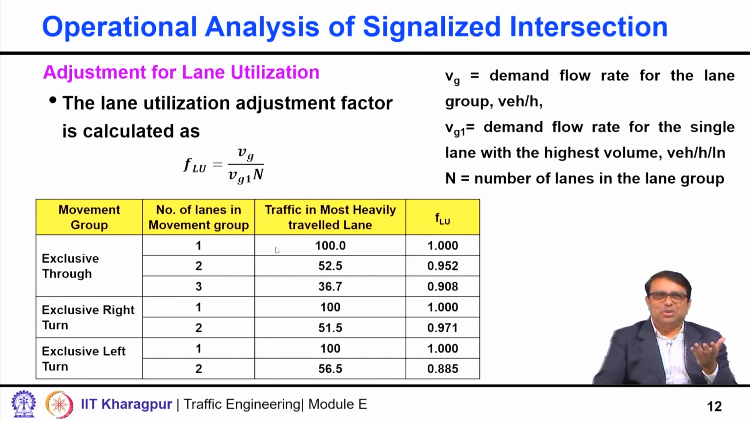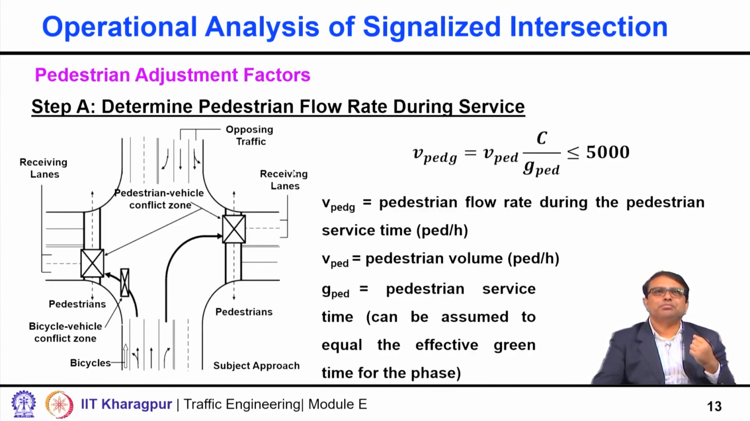This table gives you the factor for exclusive through, exclusive right turn, and exclusive left turn, depending on the number of lanes in the lane group. If it is one lane, the factor is always 1, there is no question of utilization or sharing. For more than one lane, you can take the value from the table, but conceptually you can also calculate it based on this equation.